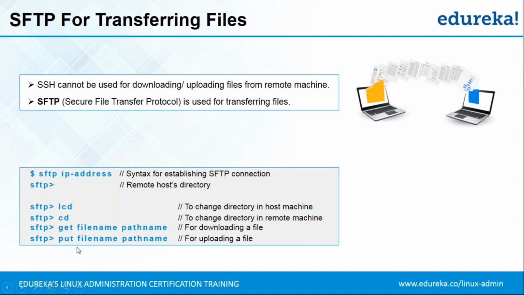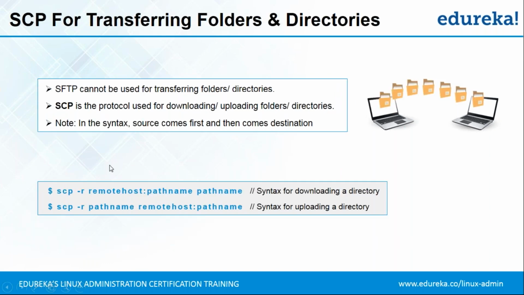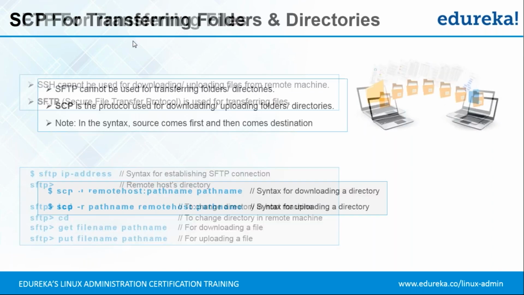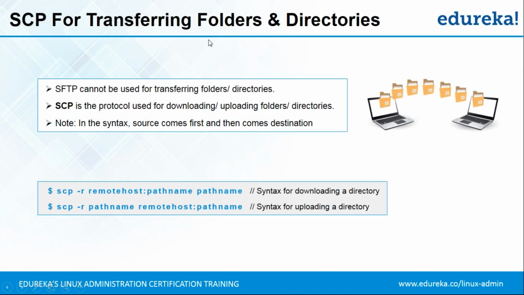So similarly for the put command, you just specify the file name and the path name, right? So wherever the file is in your local system, you choose the file name with the path and then the destination. So that's it. So you'll be fine when you run the command. And now coming to the next topic, that is SCP. So the previous one was SFTP, where I showed you how to transfer files. But SCP is for transferring folders and directories.